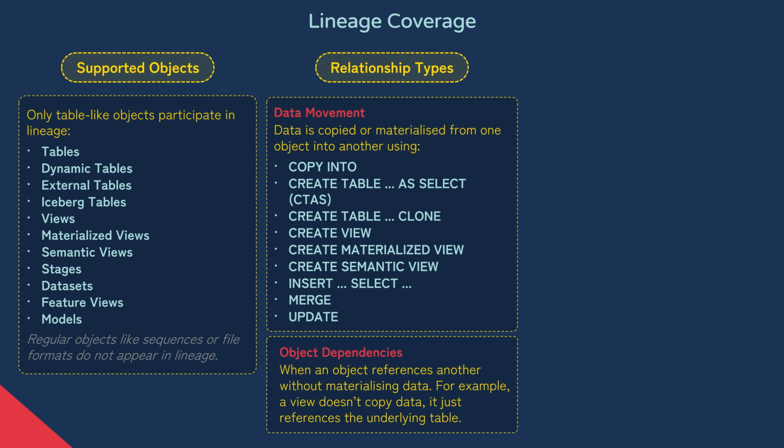The second type of relationship data lineage tracks is object dependencies. This is when an object references another without materializing data. A view is a classic example. As we know, a view doesn't copy data, it just references the underlying table, but Snowflake still tracks that dependency.